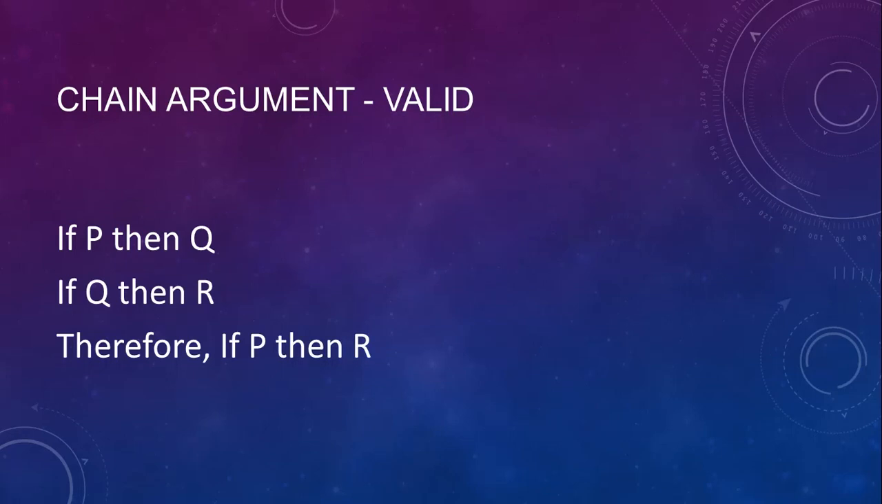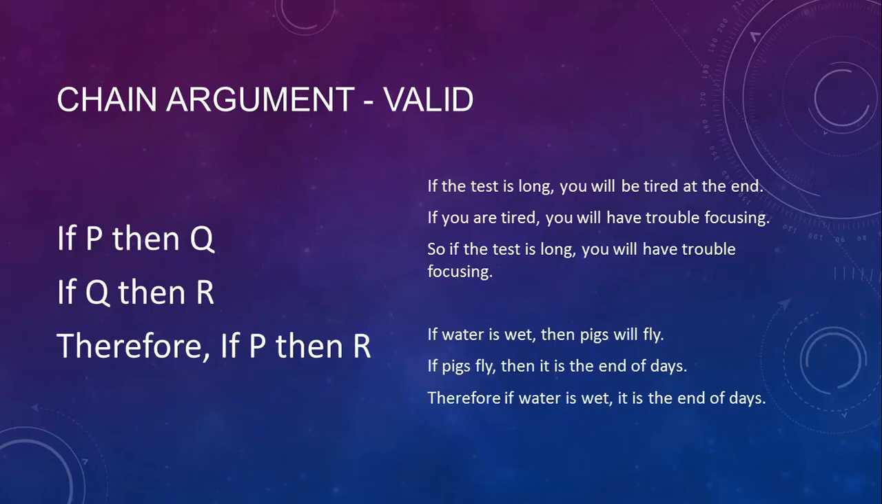Another one, chain argument, or sometimes also called a hypothetical syllogism. But because the textbook calls it a chain argument, we'll call it a chain argument. If P then Q, if Q then R, therefore if P then R. You can see how this is valid. So if the test is long, you'll be tired at the end. If you're tired, you'll have trouble focusing. So if the test is long, you'll have trouble focusing. Valid and sound. If water is wet, then pigs will fly. If pigs will fly, then it is the end of days. Therefore, if water is wet, it is the end of days. Perfectly valid, but unsound. Okay?